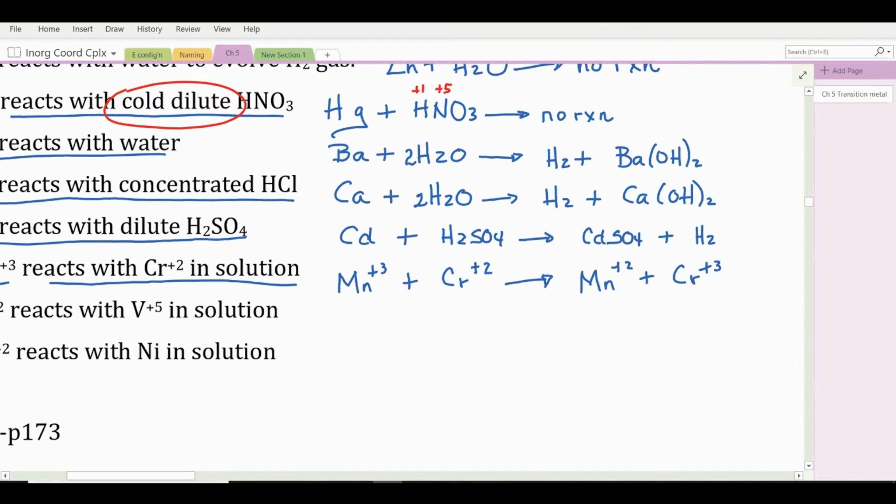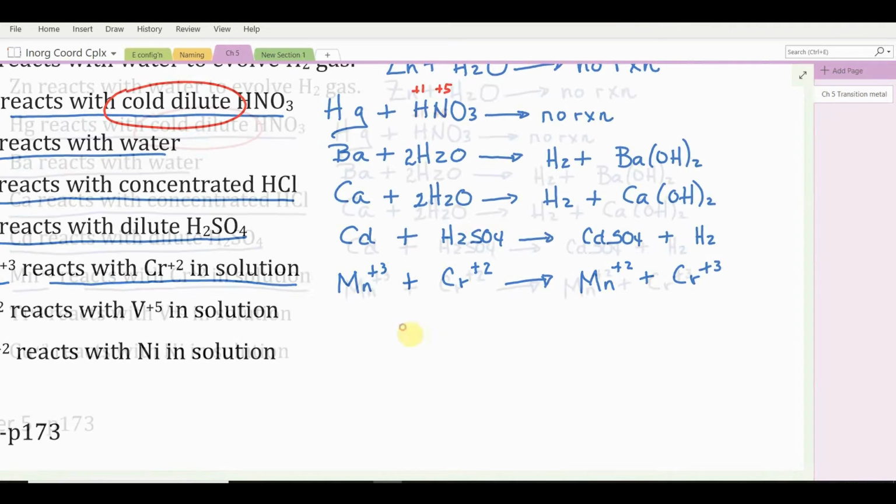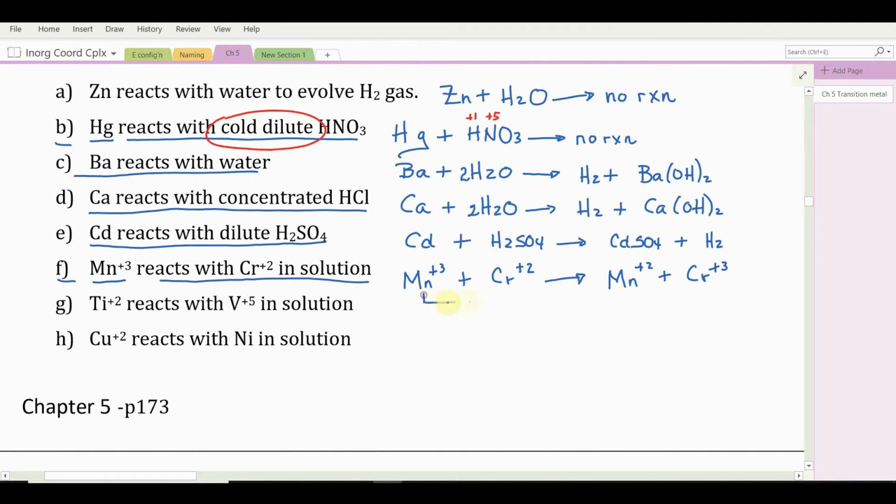When you have equations involving charges, the charges must balance as well as the mass. In this case, everything's balanced. So manganese 3 is gaining 1 electron to be reduced to manganese 2, and chromium 2 is being oxidized, losing 1 electron to form chromium 3.